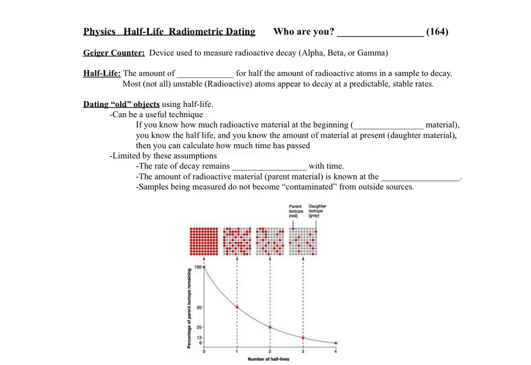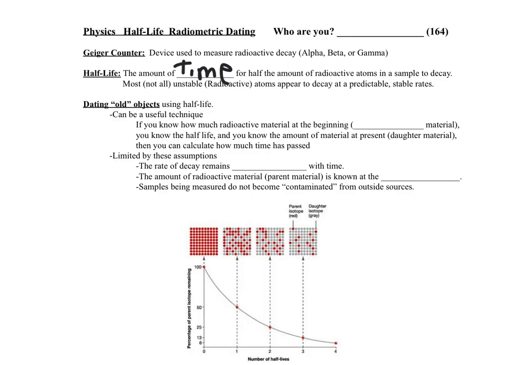Okay, half-life: the amount of time for half the amount of radioactive atoms in a sample to decay. These rates are pretty predictable and quite consistent, and there are some popular ones, especially carbon-14, which I'll get to in a minute. They can be used, obviously, to date old things. So that's what we're going to be doing, talking about dating old things and how old these things are.